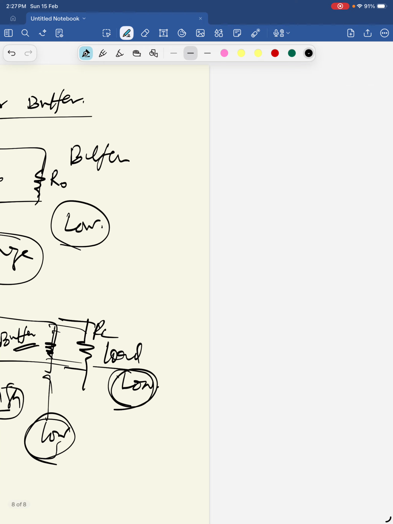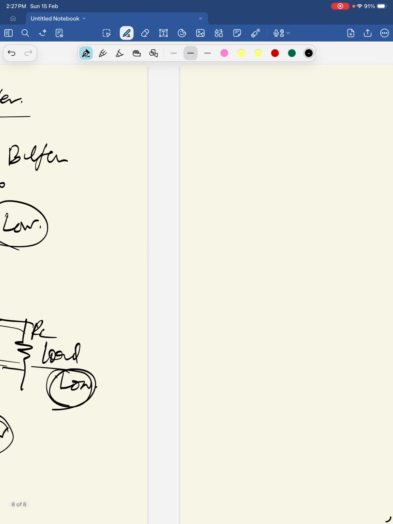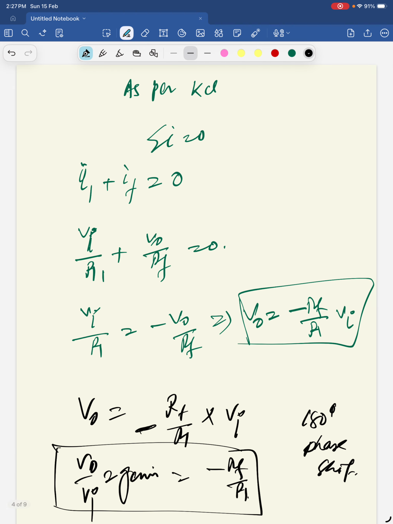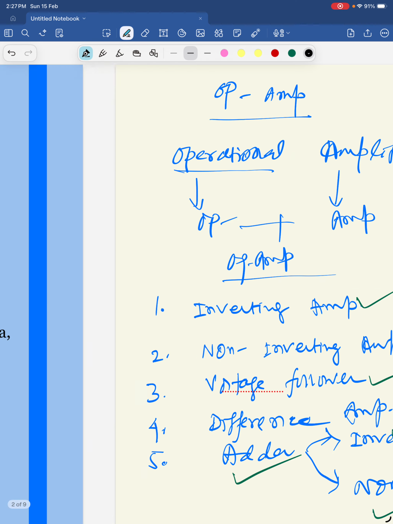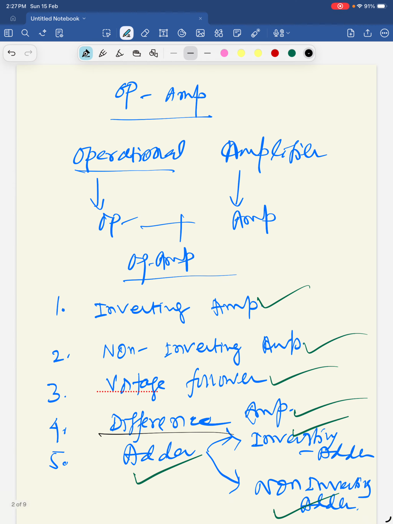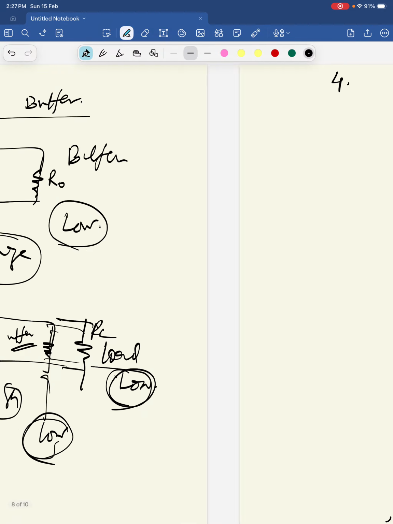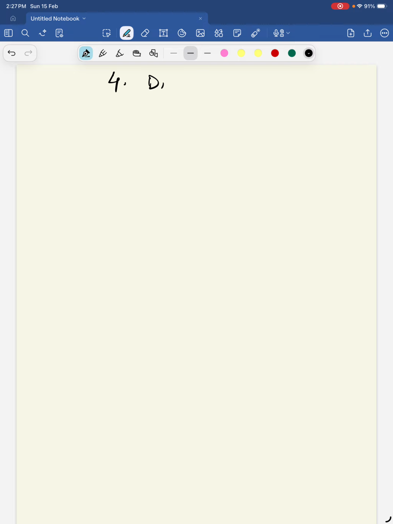Now third. Now fourth. What is fourth? We can check. Fourth is difference amplifier. So now we will discuss difference amplifier. We will first draw the circuit diagram, then we will go for discussions.